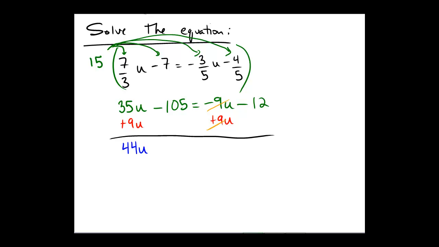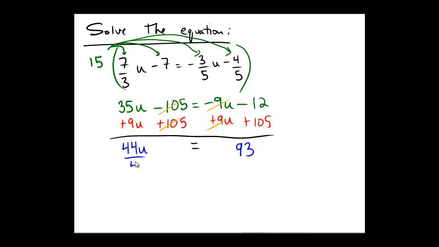Simultaneously, I'm actually going to also add 105 to both sides of the equation, because notice that this will allow the 105 on the left to cancel out, and on the right it'll give you, let's see, 105 minus 12, so 93 on this side, and the equality is still being maintained in the center. So now look at that. We have 44u equals 93.